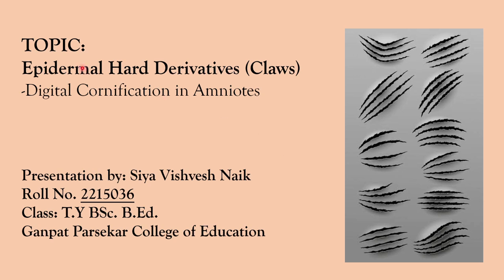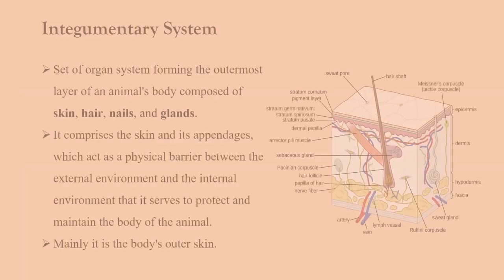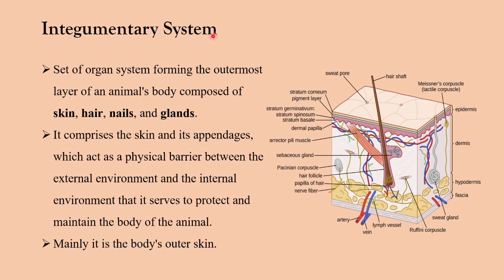We'll focus on digital cornification in amniotes, that is the claws. Before moving further, let's take a close look at the integumentary system. The skin of all vertebrates is built according to the same basic plan. The set of organ systems forming the outermost layer of an animal's body is the integumentary system. It comprises the skin and its appendages, which act as a physical barrier between the external and internal environment, serving to protect and maintain the body temperature of the animal.